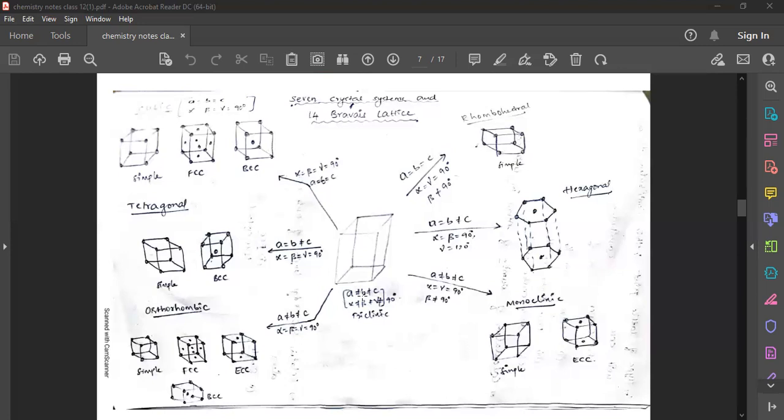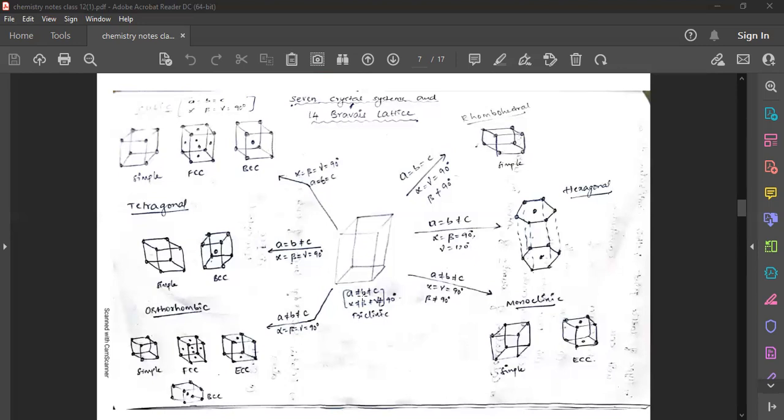The next one, if you take the right side part, is rhombohedral, in which case a equal to b equal to c, but the angles are different. Alpha equal to gamma equal to 90 degrees and beta not equal to 90 degrees. And the next one is hexagonal: a equal to b not equal to c, but alpha equal to beta equal to 90 and gamma equal to 120 degrees. And the last one is monoclinic. In this, a not equal to b not equal to c, but alpha equal to gamma equal to 90 and beta not equal to 90.